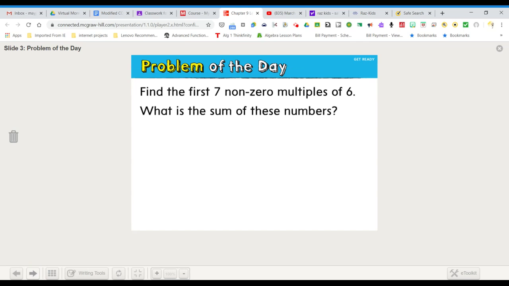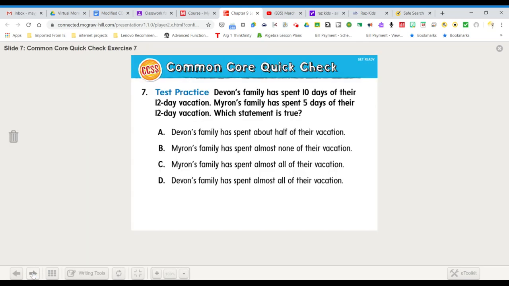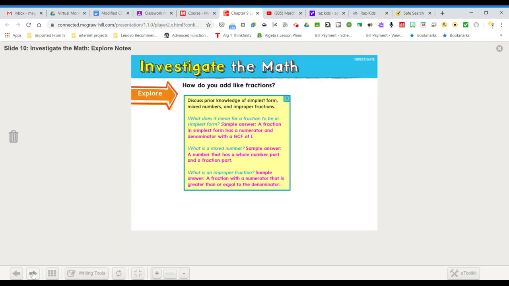So if you need to pause the video to get to the Chapter 9 Lesson 2 page, go ahead and do that. I'm just going to quickly go through these and get to the right page here. So, how do you add like fractions? Well, it does seem pretty simple.